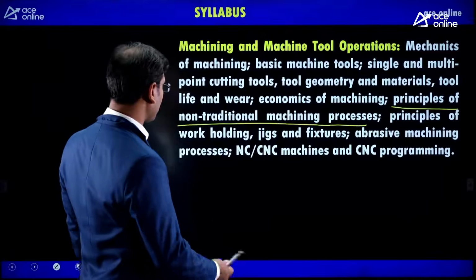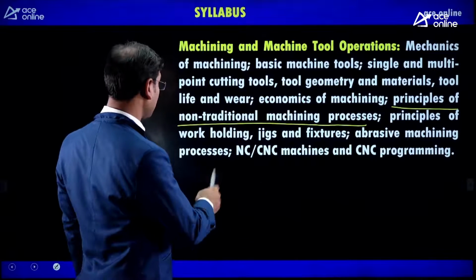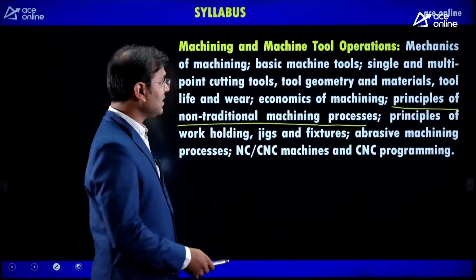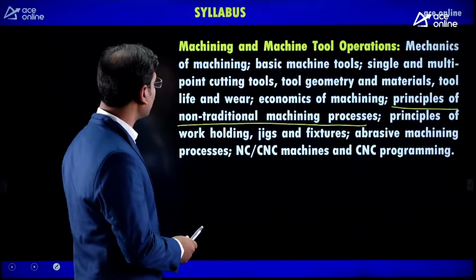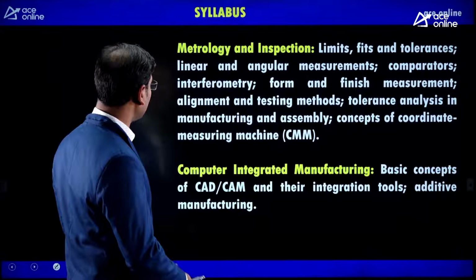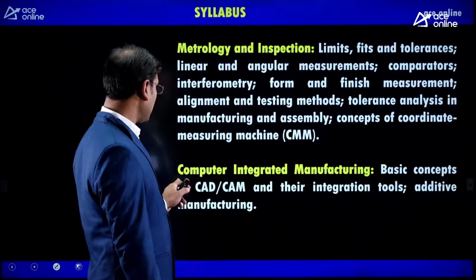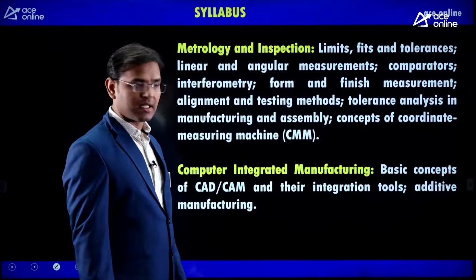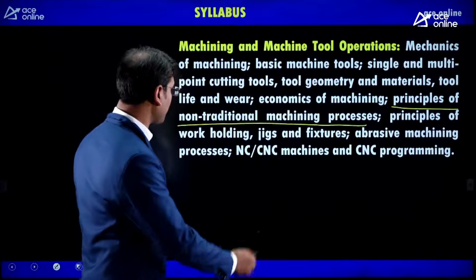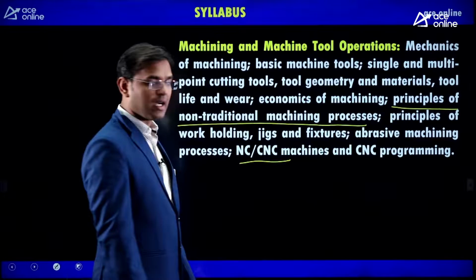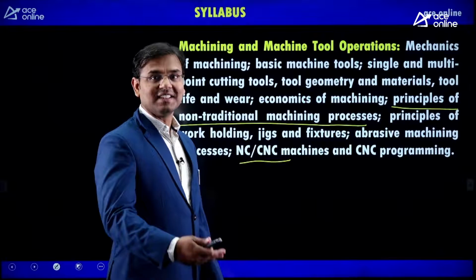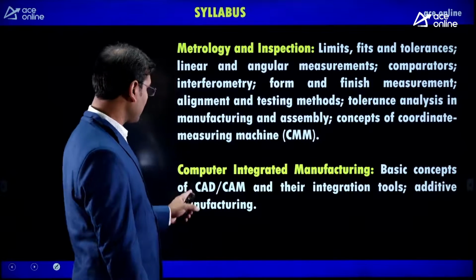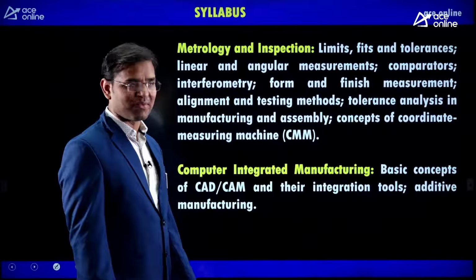Then principle of work holding, jigs and fixture, abrasive machining process, NC, CNC machines and CNC programming, all the questions of this part we are going to see in today's lecture. And also metrology and inspection, and next the computer integrated manufacturing. That computer integrated manufacturing I am going to cover in the advanced machining method chapter, that is the NC, CNC machines chapter. I am going to cover that computer integrated manufacturing also.